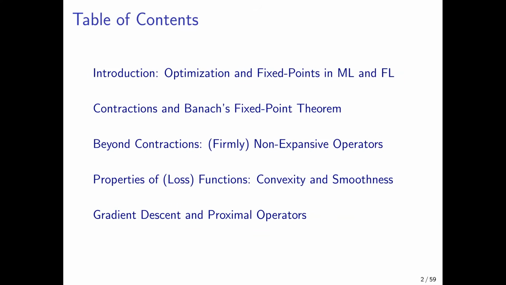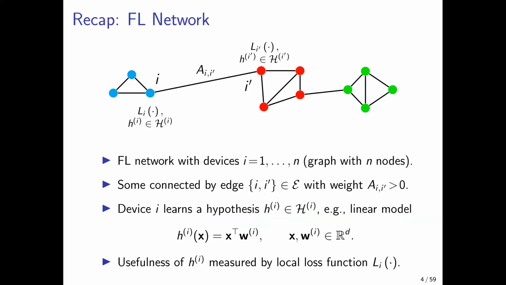We will begin with a small recap. So let's recall that a federated learning network is some network consisting of n devices, which we can also model as a graph with n nodes, some of which may be connected by some edge (i, i'), which is then connected with the weight A_{i,i'}, so some positive weight, which denotes some kind of similarity between the two nodes.